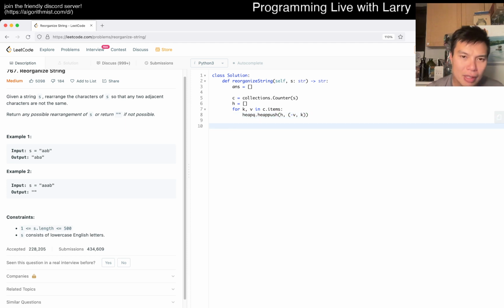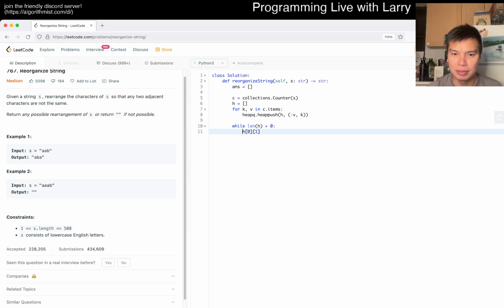Okay. Now, while the length of the heap is greater than zero, what do we do? We do a pop, or we look at the top, so the top is just h of 0, the first element. Let's get the top value and top key, and the top value is negative 1. But if the top key is equal to the last character, make sure that it's greater than zero anyway, then we do it again.